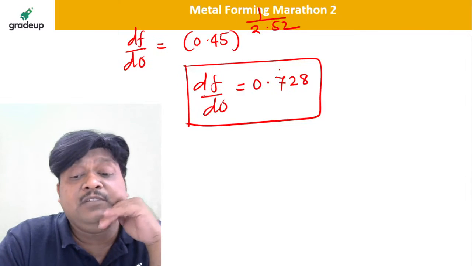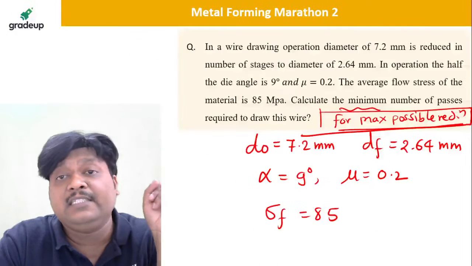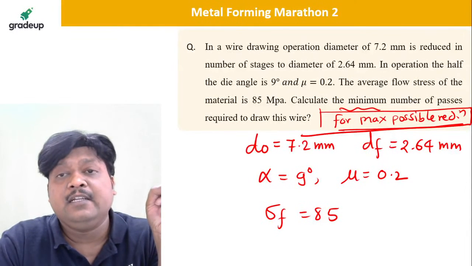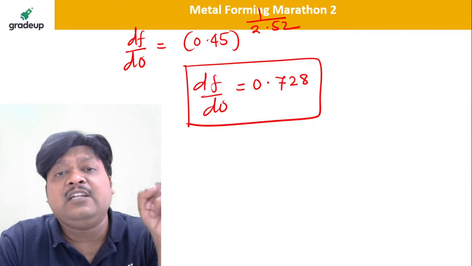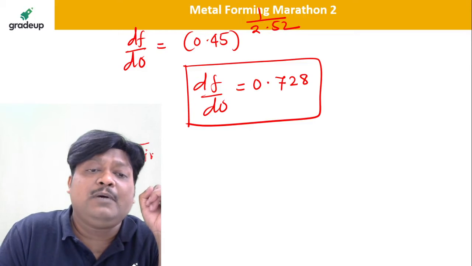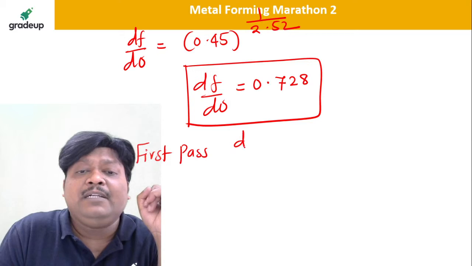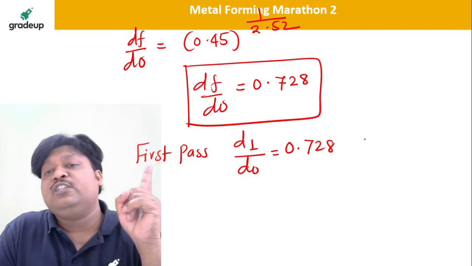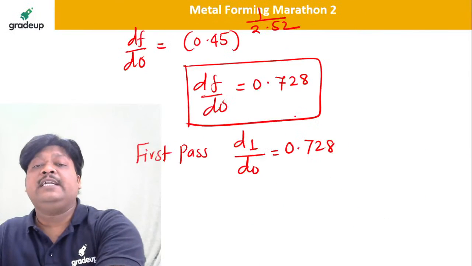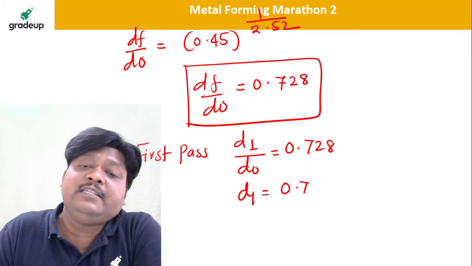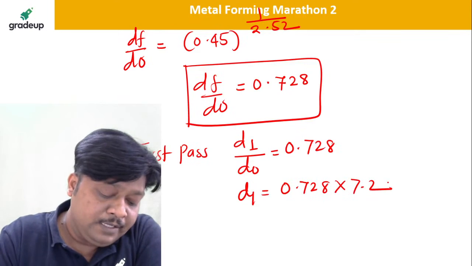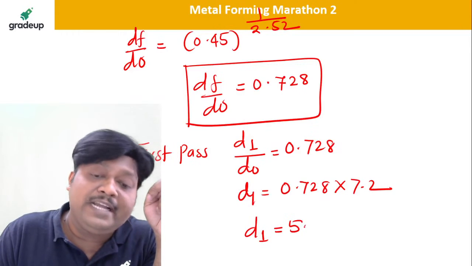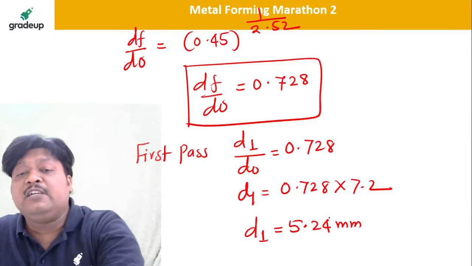Now you get this ratio d final by d original. If you want to find out the number of passes, what is the original diameter? Original diameter is 7.2 millimeter. You want the final diameter 2.64. Okay, let's take the first pass. Are you ready? In the first pass, d1 will be equal to 0.728 into 7.2. Check it out. In the first pass we get the diameter 5.24 millimeter. But how much do you require at the final stage?